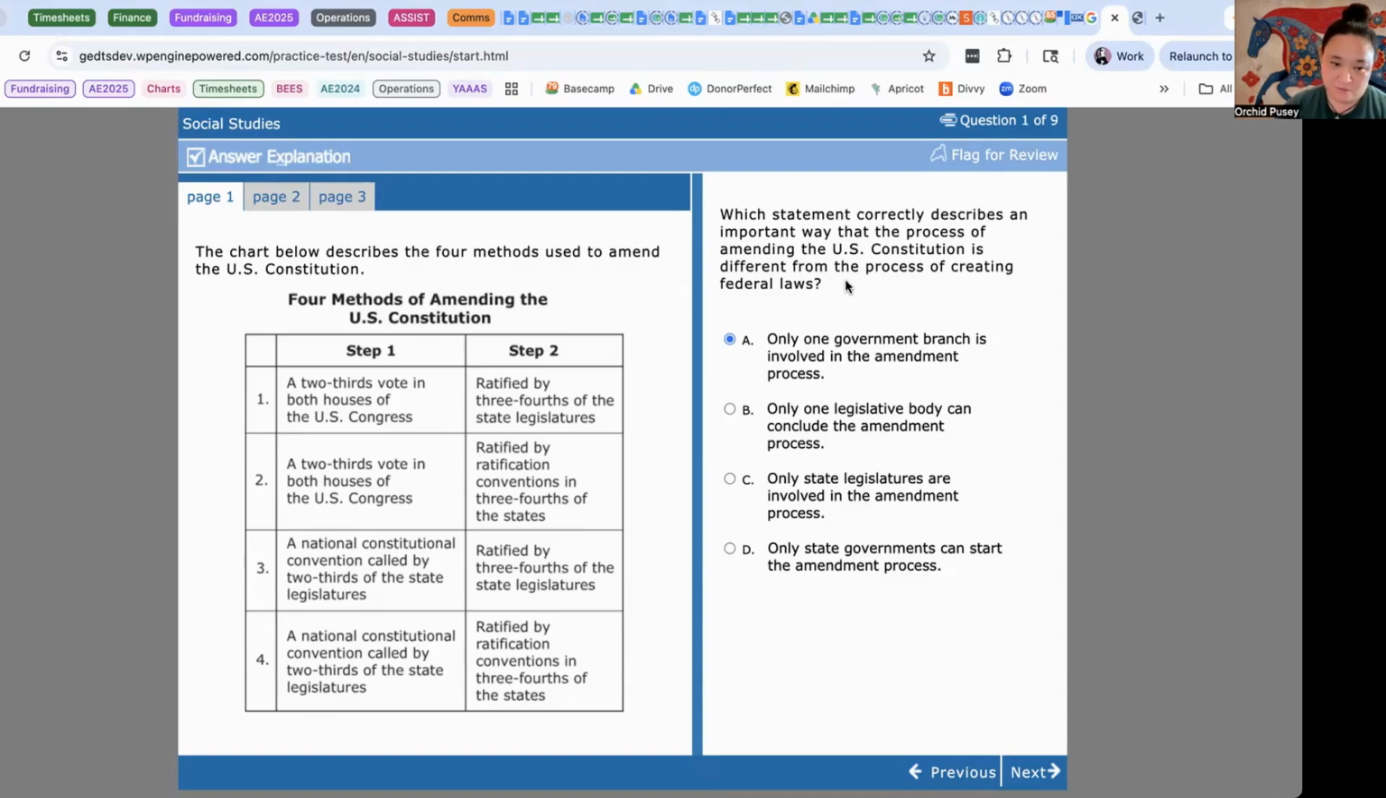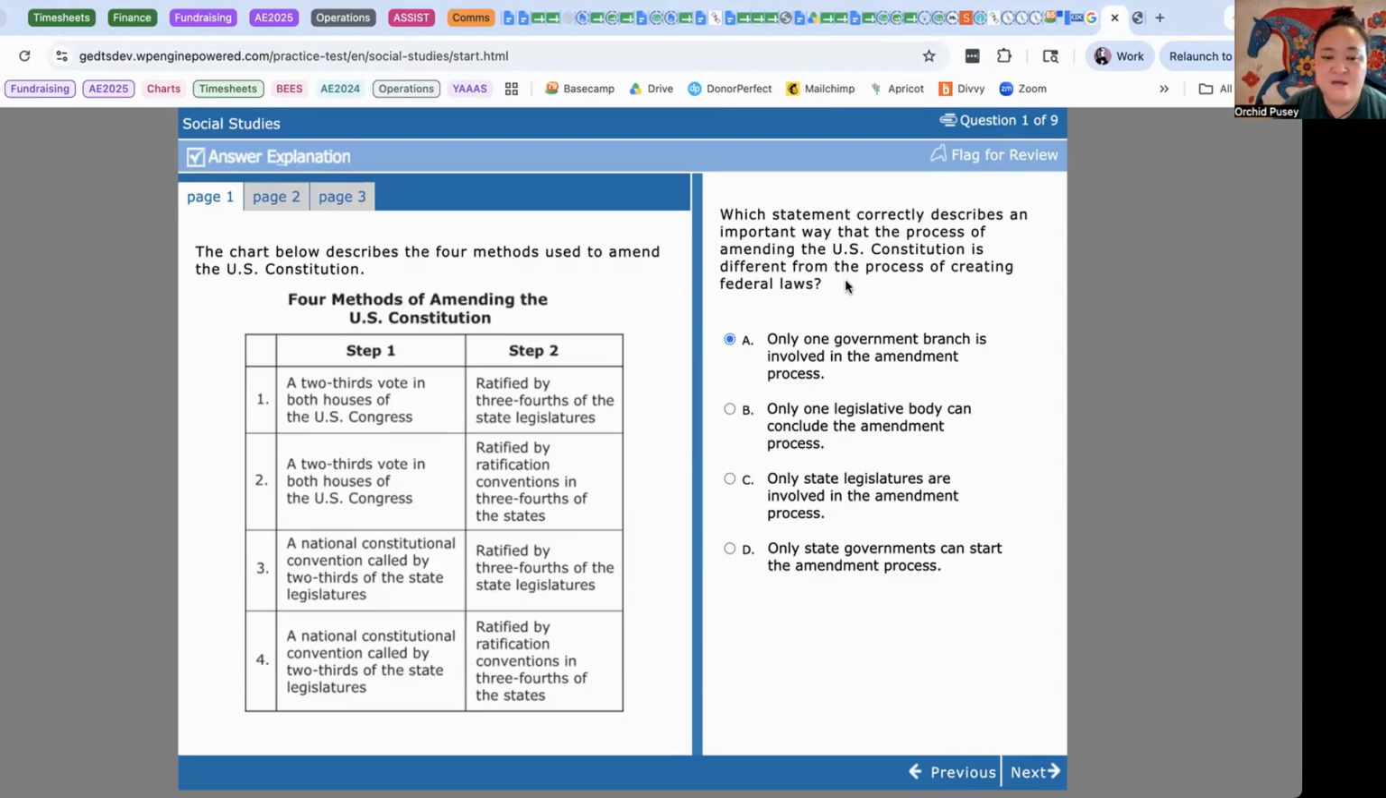Method number two, step one, is that a two-thirds vote again happens in both houses of the US Congress, in the Senate and the House. So that's the same as step one in method one. And then step two in method two is that it's ratified by ratification conventions in three-fourths of the states. So it's still three-fourths of the states that have to say yes, but in method one, it's the separate legislatures. In method two, it's ratification conventions that happen in three-fourths of the states.